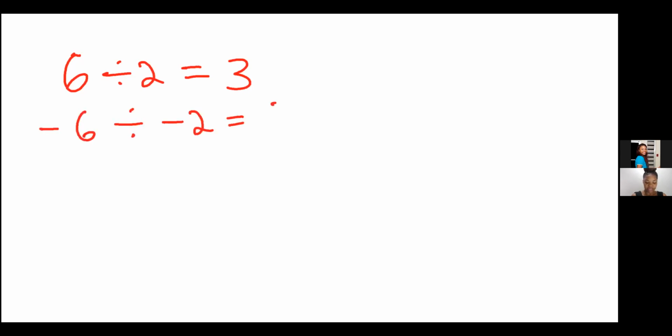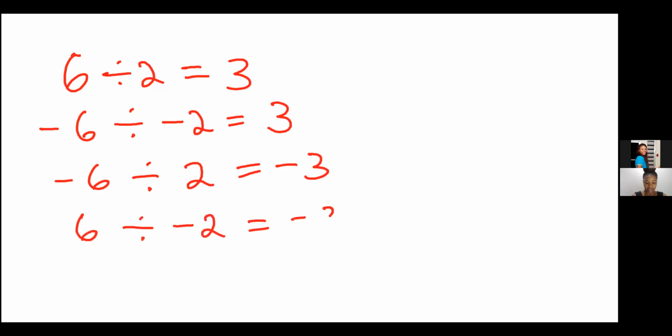Let's try division. 6 divided by 2. Signs are the same, positive answer. Signs are different, negative answer. So it's pretty straightforward, but you just have to remember what the rule is for addition and subtraction and what the rule is for multiplication and division. So that was multiplication and division quickly.